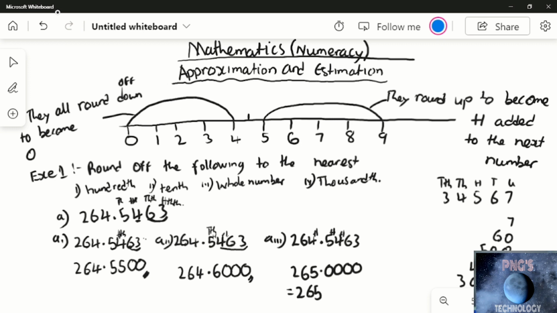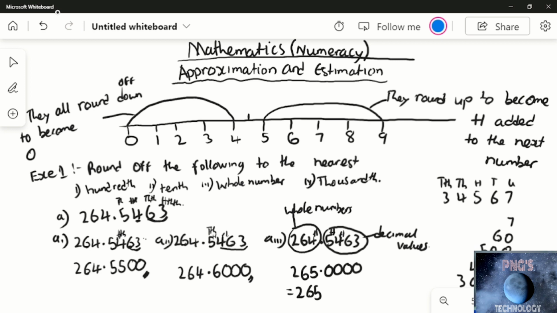265. So that means we round off all the decimal values to the whole number. This is the whole number section, and this is the decimal value. These are the what? Decimal values. So when you are asked to do such work, you round off all the decimal values to the whole number.